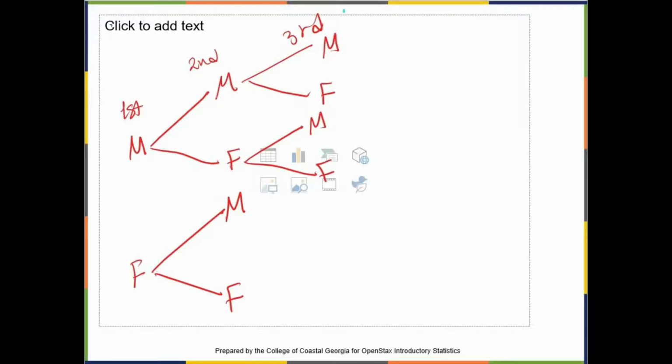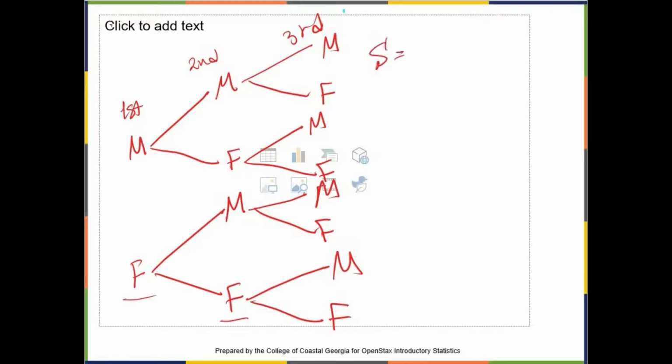So if the first child is a female and the second child is a male, the third child could be male or female. If the first child is a female and the second child is a female, the third child could be male or female. From here, we can create the sample space, and we can say that the sample space is equal to all of these possibilities.